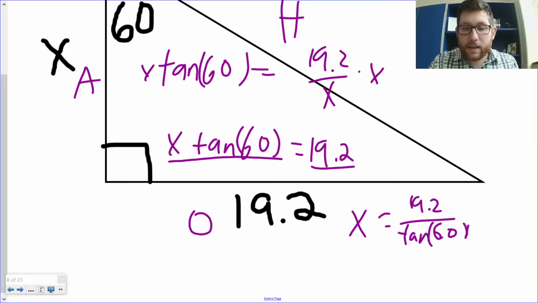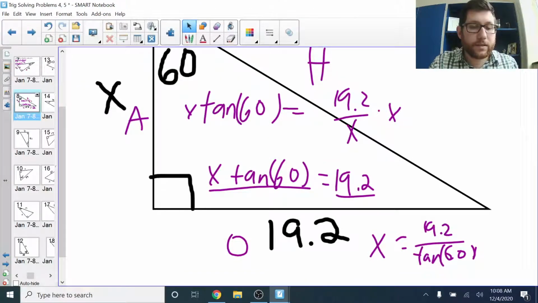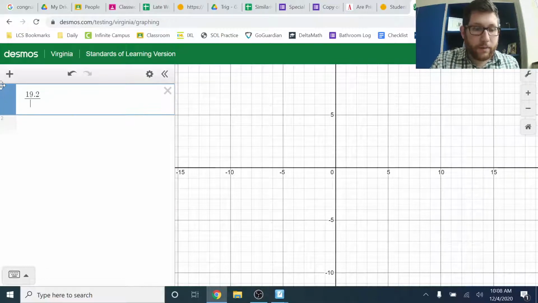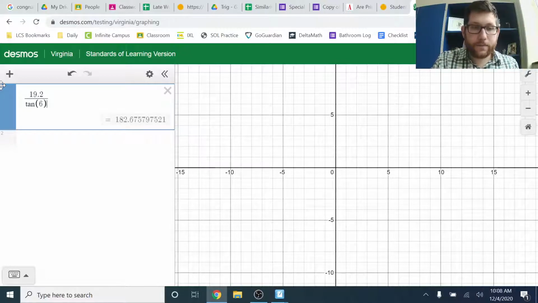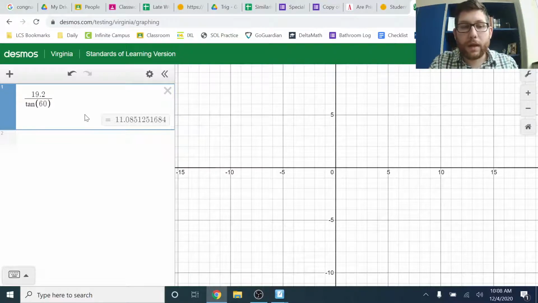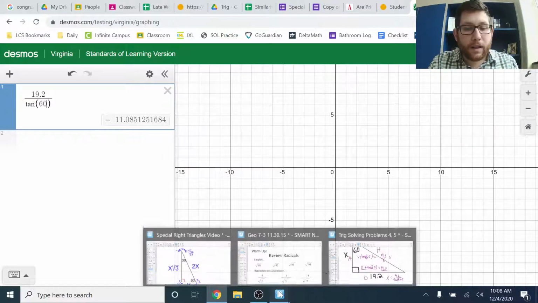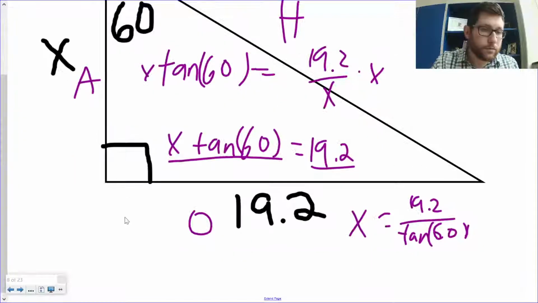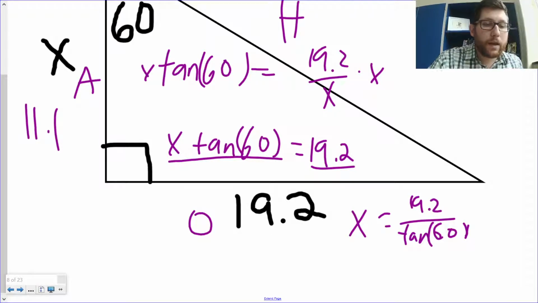All right, so let's plug this in. I've solved this out for X, 19.2 divided by tan 60. So we're going to plug that into our calculator. 19.2 divided by tan 60. And I get 11.08. So that would be roughly 11.1. Let's see if that makes sense for my answer. With 11.1, sure, that's smaller than 19.2. Now look, tangent doesn't always make it smaller. In these particular situations, it happens to be that case. But take a look at your triangle, make sure it makes sense.